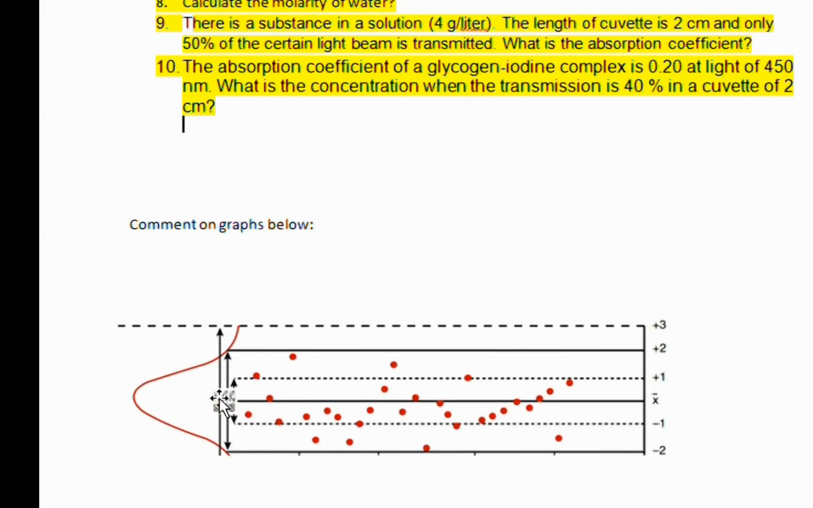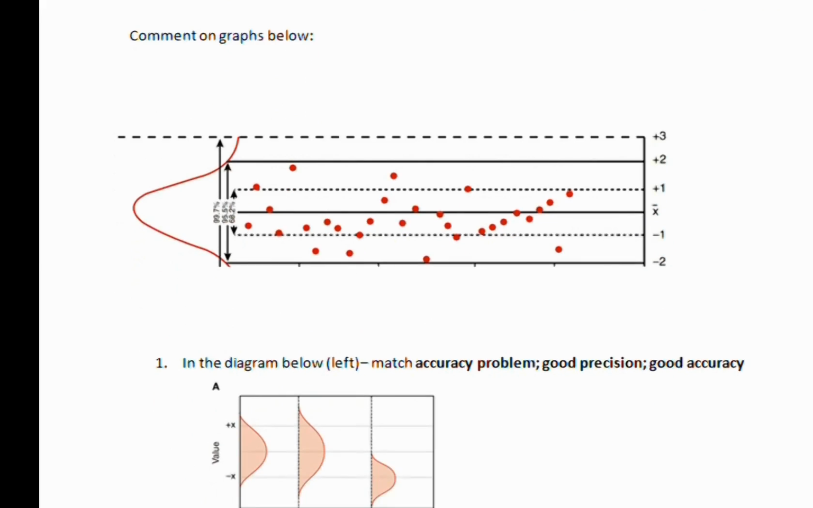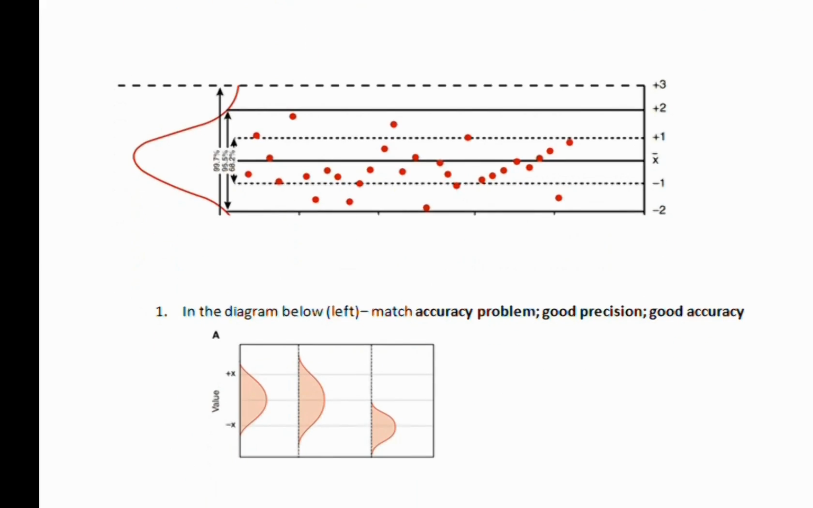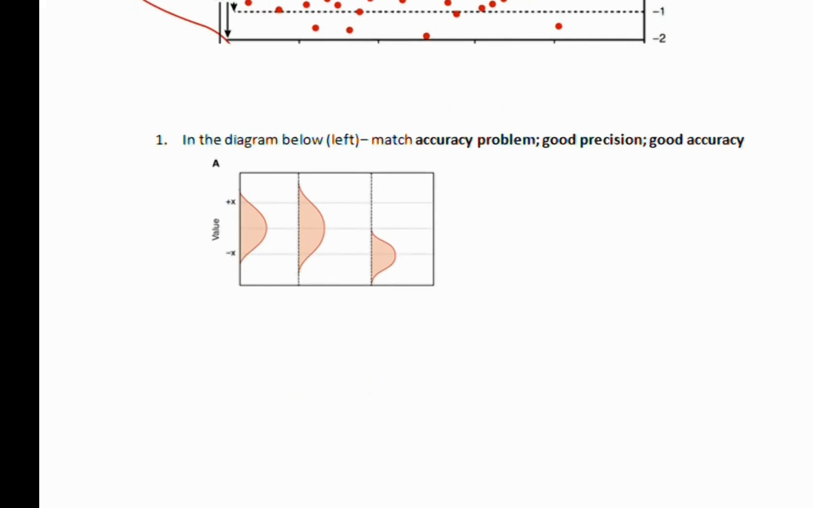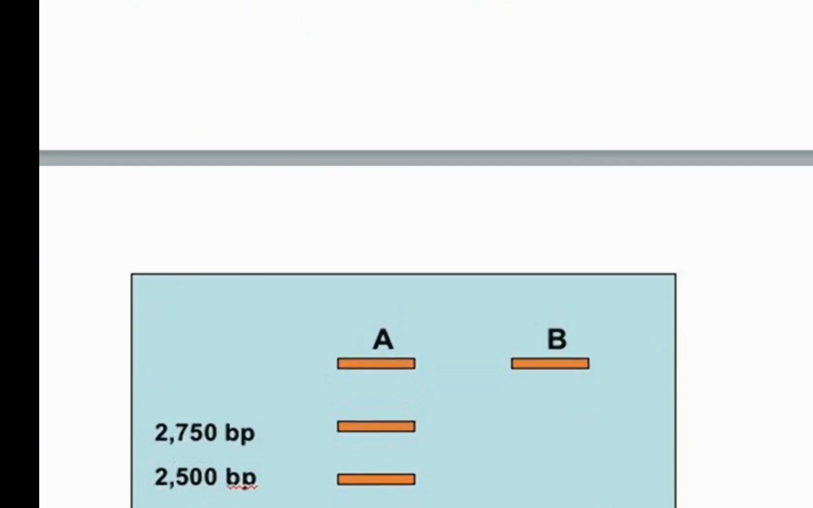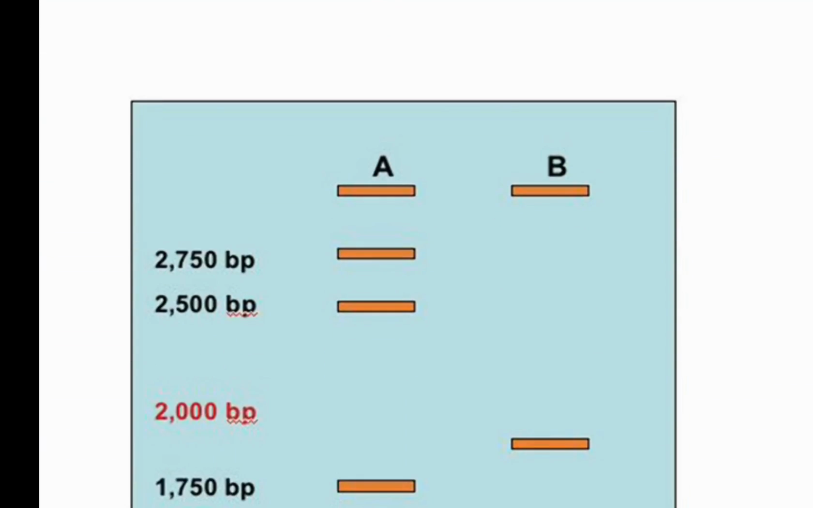OSPEs, here's an example of an OSPE. There's a quality control chart. You're asked to comment on the graph below and to describe what you see. Here's another one in the diagram below. Match accuracy, precision, good accuracy with the 3 graphs. And here's another one here.